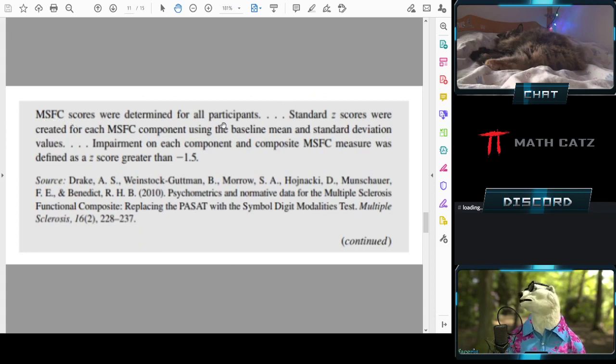MSFC scores were determined for all participants. Now this one refers to a standard z-score, which I don't want to get into, but we are going to discuss that, and it's going to be a main focus of the middle portion of the course. But they reference here again baseline, mean, standard deviation values, and so on. So don't worry if you don't know what a z-score is. We'll get to it very, very soon.